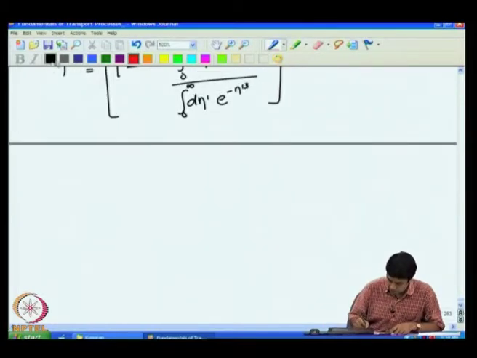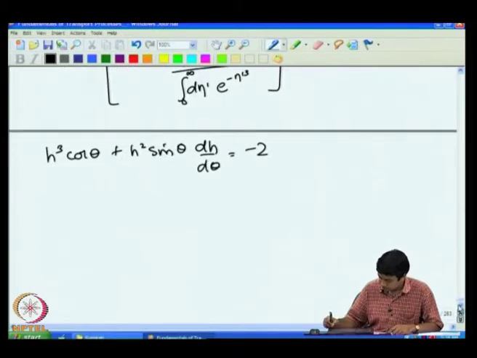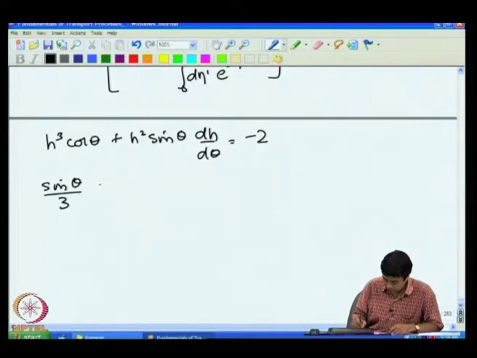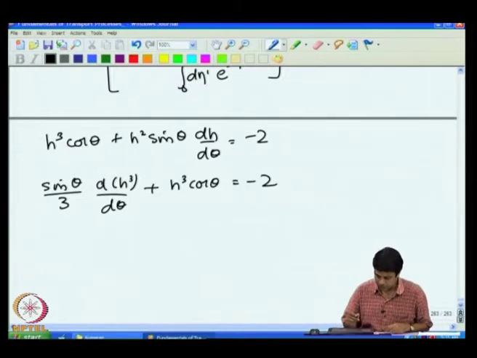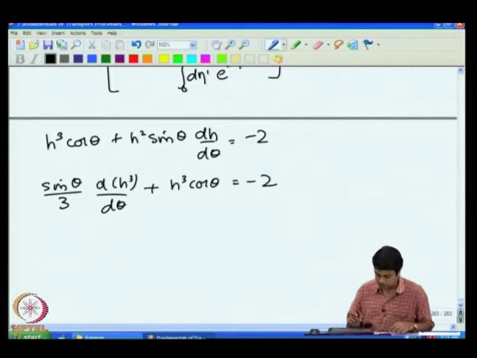The equation that we get is h cubed cos theta plus h square sin theta dh by d theta is equal to minus 2. I can write this as sin theta by 3 d of h cubed by d theta plus h cubed cos theta is equal to minus 2. Just writing in terms of the derivative of h cubed with respect to theta. And we can use the usual substitution that we have been using before.